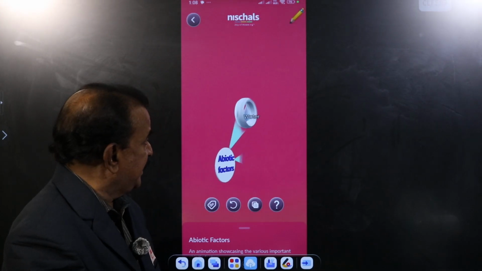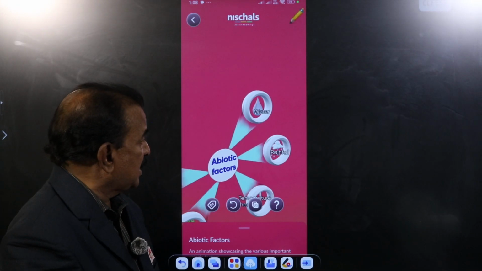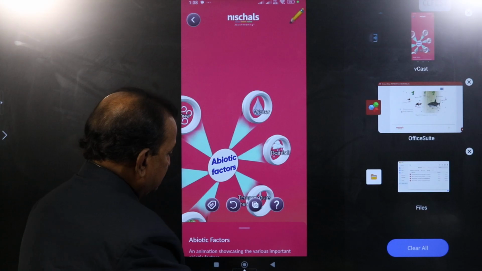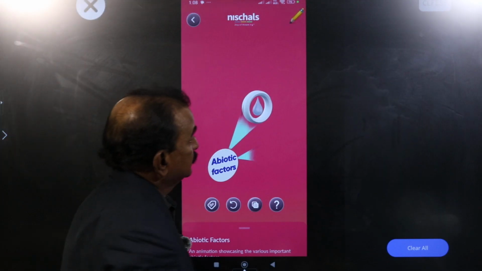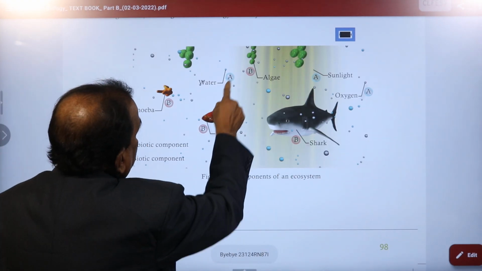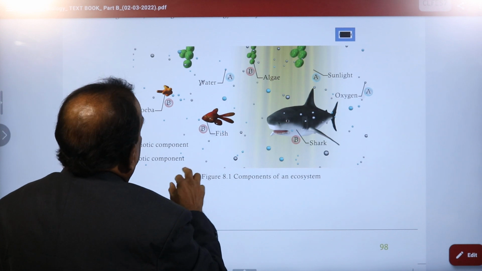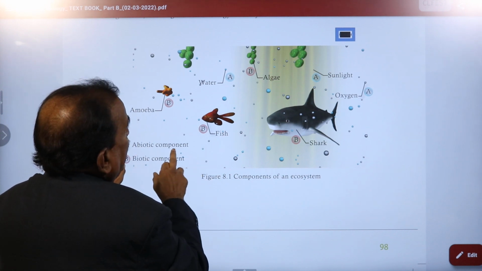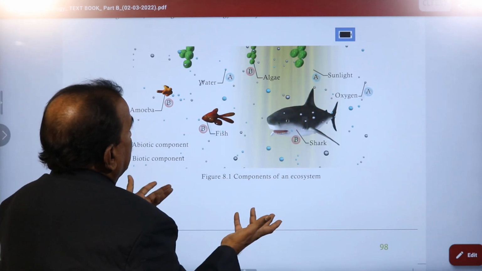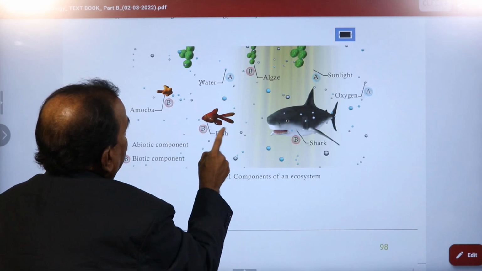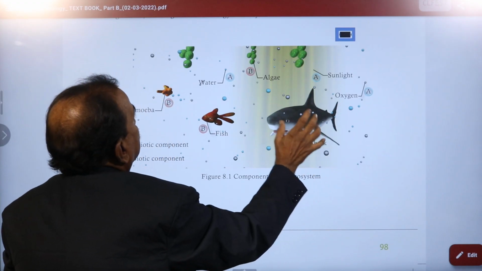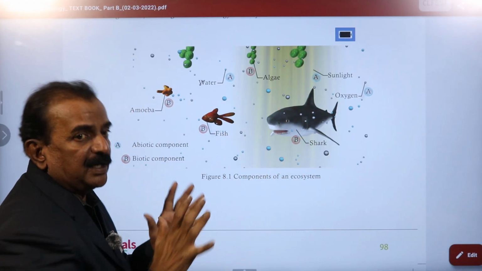So, it is a 3D view. You are observing the importance of abiotic factors. And here you see A and another A. A stands for abiotic factor. Water is an abiotic factor and sunlight is an abiotic factor, and the remaining ones, amoeba, fish, algal form and shark, are called biotic factors.